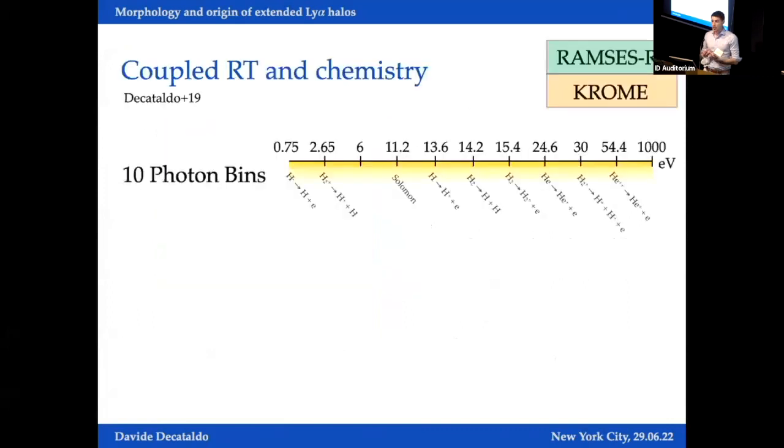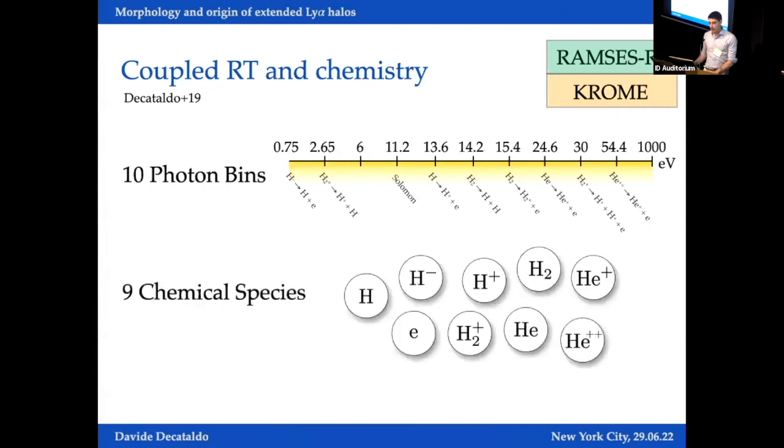So once I have this simulation, I want to post-process it first with an RT code to have a proper definition of the structure in terms of chemical abundances. And I do this with my version of Ramses RT and Krome. So Ramses RT takes care of the propagation of photons, while Krome takes care of the chemical abundances in the gas. I choose to use 10 photon beams, which is the best we can do to account for all the chemical reactions in the simulation.